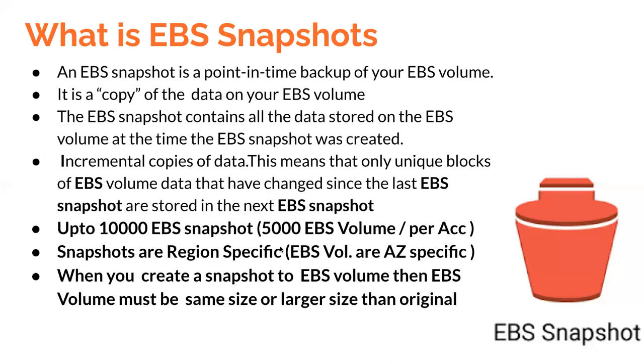For restoring an EBS volume, when you create a snapshot of your EBS volume, the EBS volume must be the same size or a larger size than the original. That means if the previous EBS volume is 10 GB and you create a snapshot of the 10 GB EBS volume, then when you restore it to an EBS volume, it must be the same size or a larger size than the original.